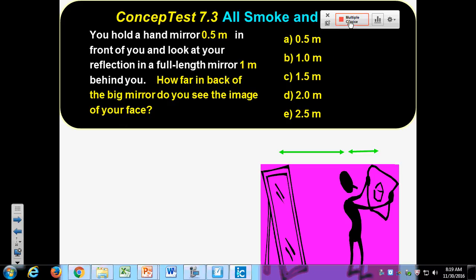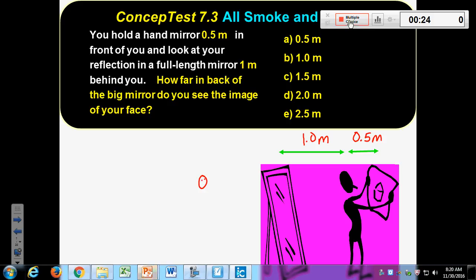You hold a hand mirror 0.5 meters in front of you and look at your reflection in a full-length mirror 1 meter behind you. So this is your hand mirror. It's 0.5 meters. This distance is 0.5. This distance is 1 meter. I want to know how far in back of the big mirror do you see the image of your face?